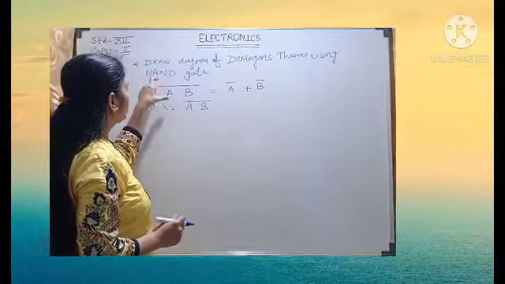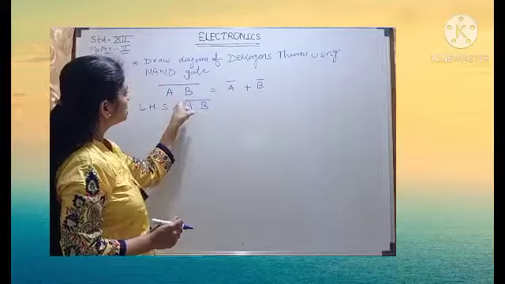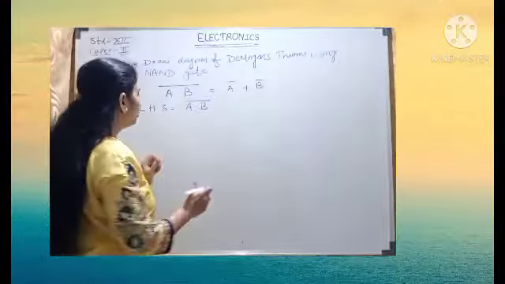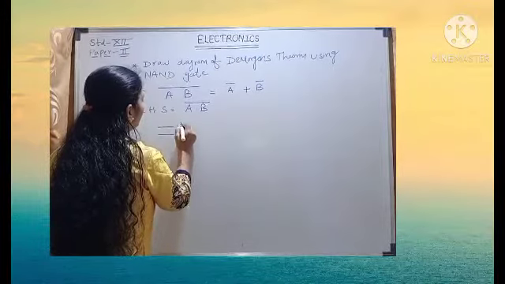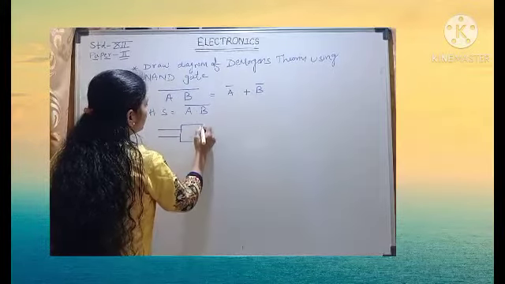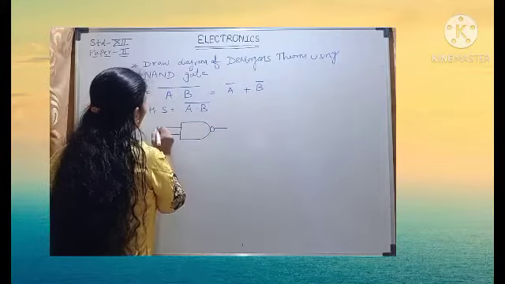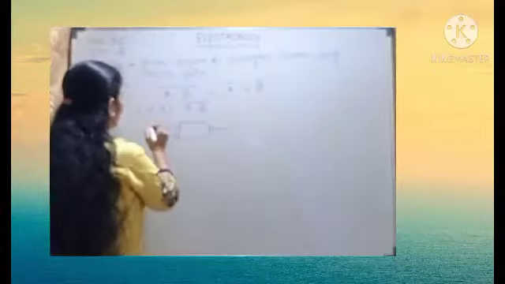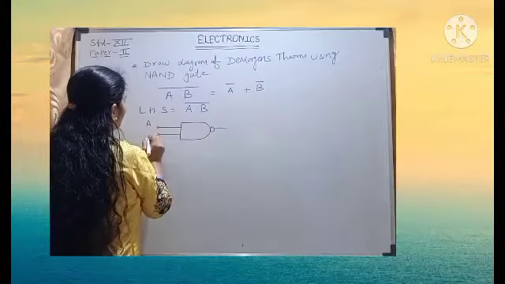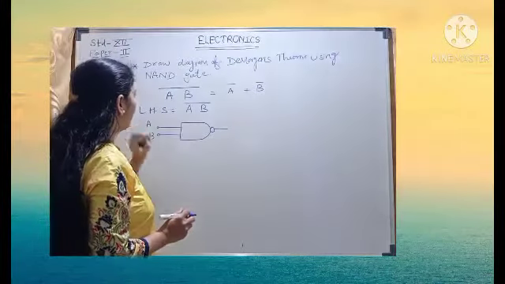Now we have to draw the diagram by using NAND gate. So see, as we know, this is the equation of NAND gate. So we have to just draw the diagram of NAND gate. So here we got our LHS. This is A and this one is B. So we got the diagram of left hand side.